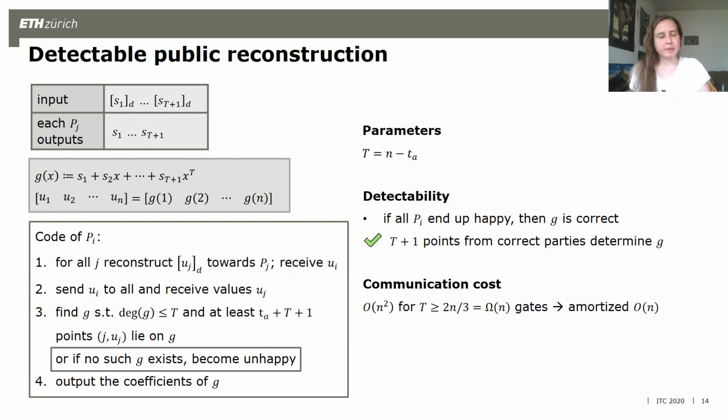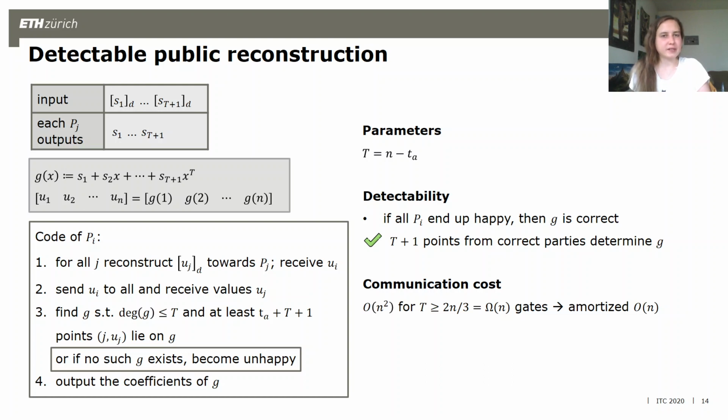So our detectable public reconstruction will look almost the same, except that we add this additional line, which says that now PI tries to find the polynomial with the correct degree, with the correct number of shares lying on it. But it can be that there is no such polynomial, in which case PI becomes unhappy. So now detectability is weaker than correctness, so we can still guarantee this. And this is obviously true for this protocol, because if all parties end up happy, then the polynomials that they compute are determined by the T plus 1 points from correct parties.